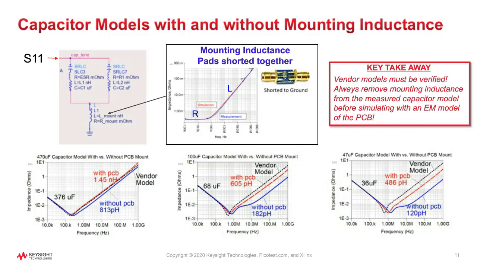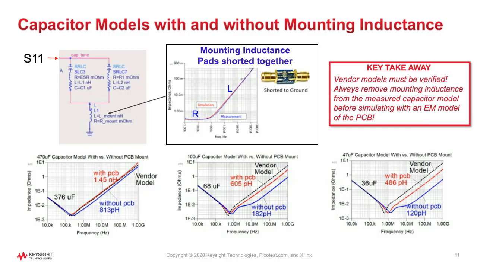The PCB-EM model is already including the PCB mounting inductance, making it necessary to have a capacitor model that does not include the mounting inductance. Otherwise, it will get counted twice.